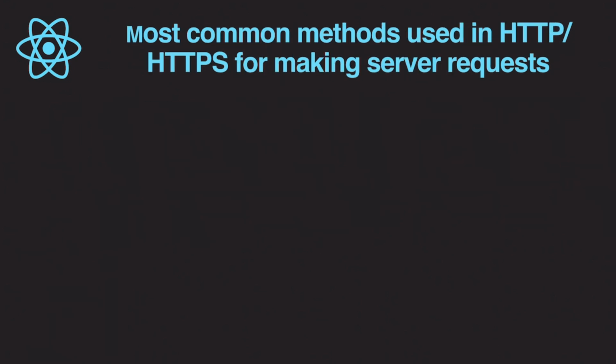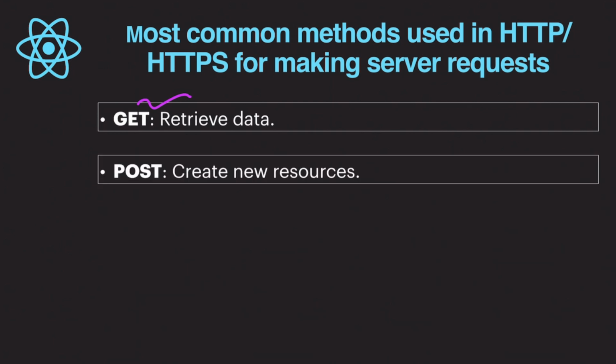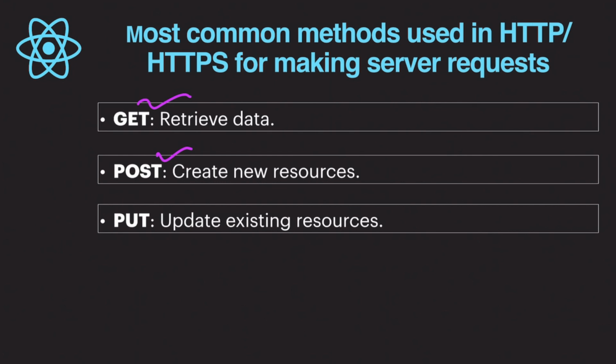And the most common methods used in HTTP for making server requests: first is the get. Actually get is used to retrieve data from the server. Suppose we want to display something in a list or we want to get any type of data from the server, so we mostly use the get method. And another is the post. Post actually creates a new resource. When you want to add something on the server, we use the post method.